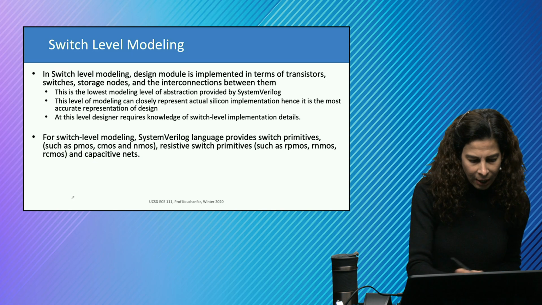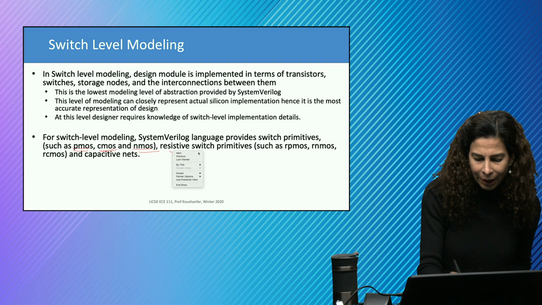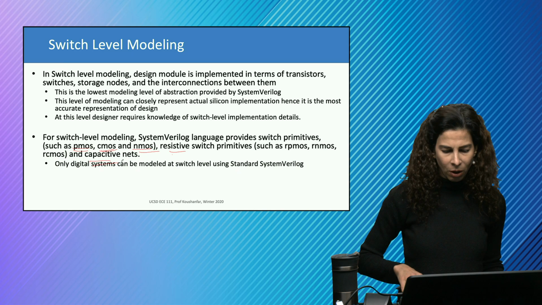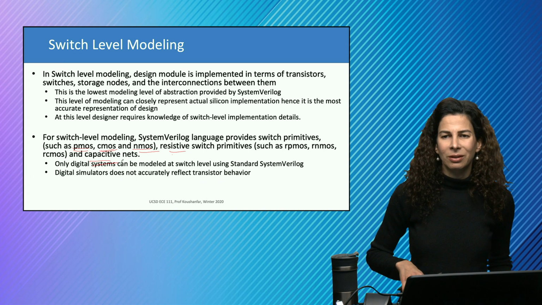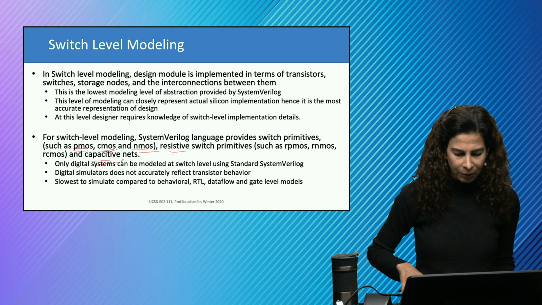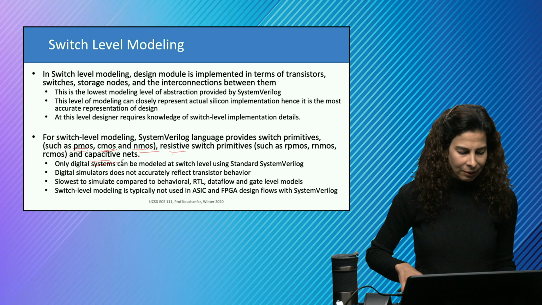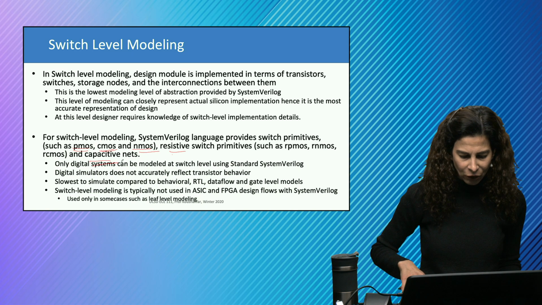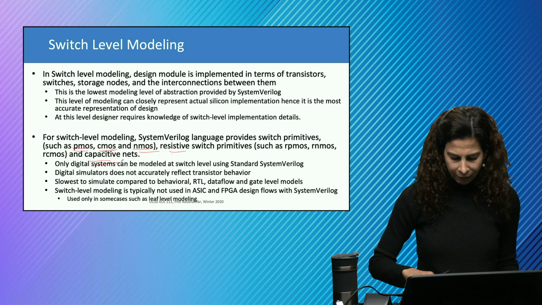Let's see a few of them. We have PMOS, CMOS, and NMOS. You can even have resistive and capacitive nets, and you could work with all of them. You could only do this for digital systems. Analog systems are not really reflecting the transistor behavior that can be used, and this is used in just some cases, just to provide more details. It's not a commonly used case of Verilog.